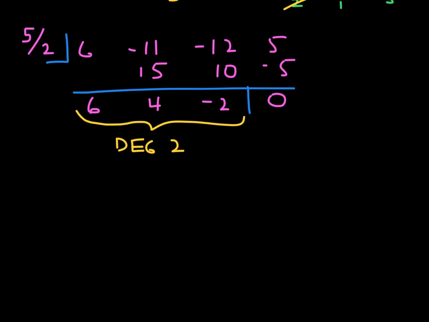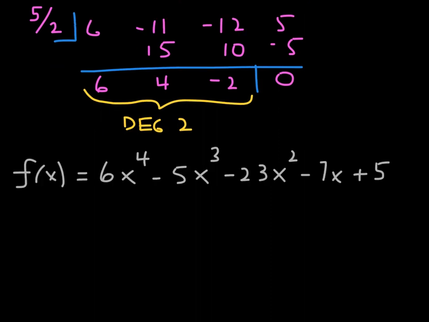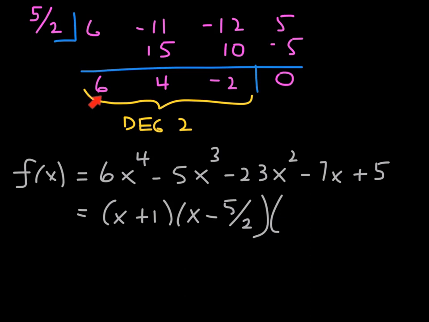So this is what we know. This is where I want to pick up. Our original function is here. It's this quartic polynomial. And they told us that x plus 1 is a factor. They told us that x minus 5 halves is a factor. And then watch this. Times, this is degree 2, so times 6x squared plus 4x minus 2. Look at that. Now, we can completely factor if we continue to factor this quadratic in here.